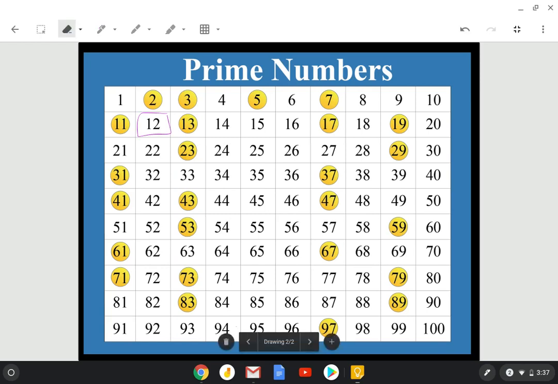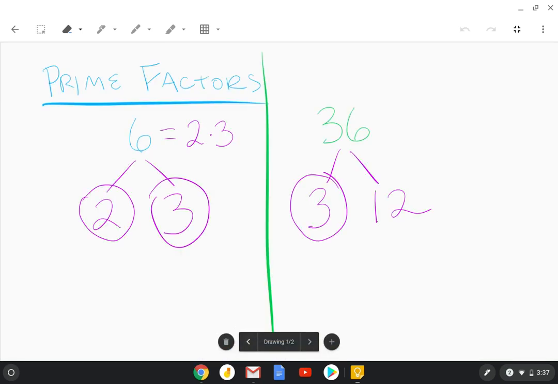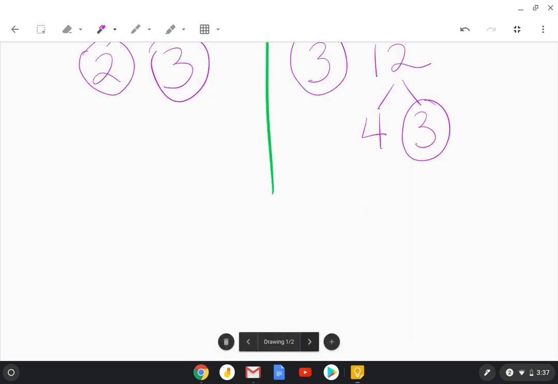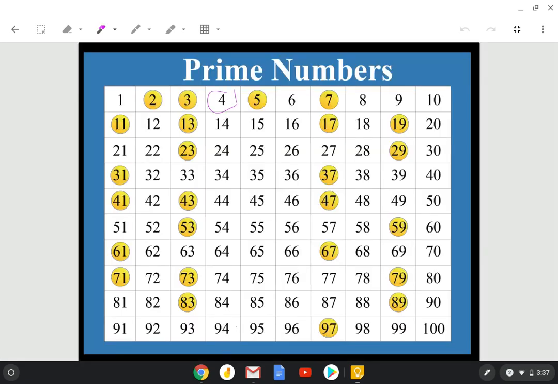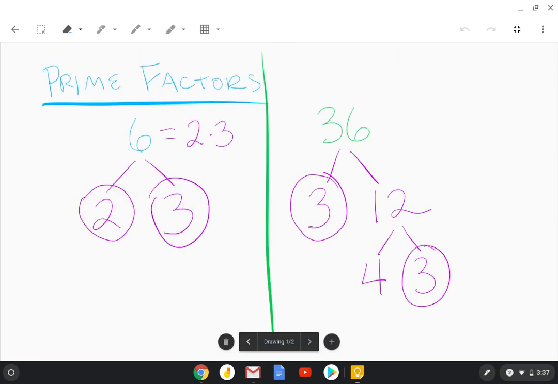So let's jump back over. Erase that. Let's jump back over, and we see that 12 needs to be broken down. So 12 can be broken down into 4 and 3. Again, 3 is prime, so that helps. And I'm left with 4. 4 is a composite number. So we're going to come back over here and ask, what can 4 break down into? We're going to keep going.